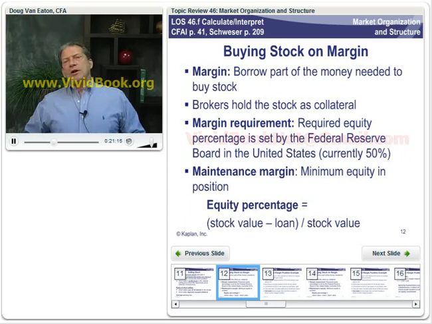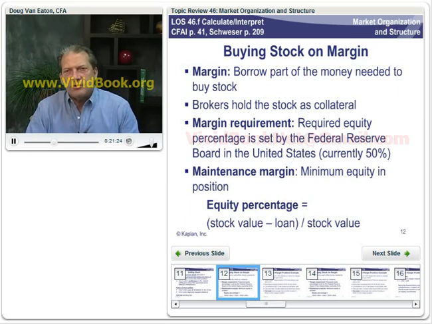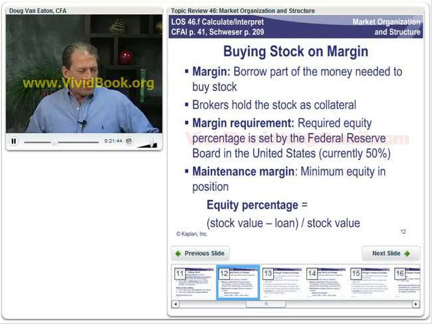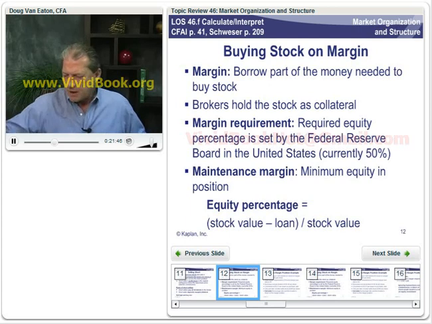Now, you start out, you have to put up 50%. You can borrow 50% of the money. But what happens if the price of the stock goes down? Well, if the price of the stock goes down, you have some losses and your equity percentage goes down. And so there's a minimum equity percentage, and it's typically around 30%, I think. So to calculate that equity percentage, we just take the stock value minus the loan value, divide that by the stock value, and that's your equity percentage.